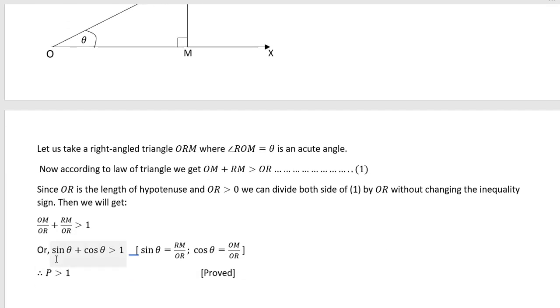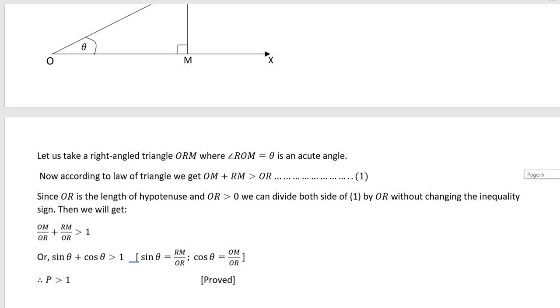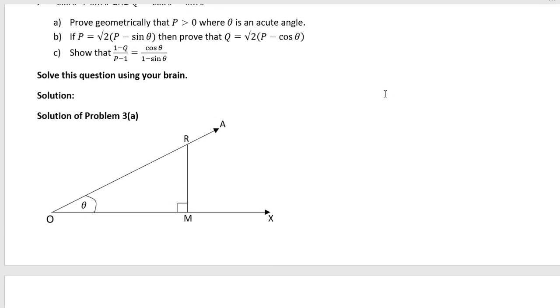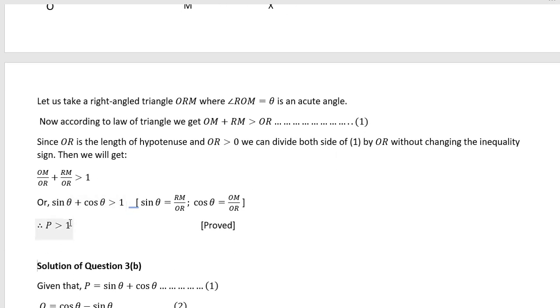Now you will get sin theta plus cos theta is greater than 1, because OM by OR is cos theta and RM by OR is sin theta. So if we put the value, we will get sin theta plus cos theta is greater than 1. Therefore P is greater than 1. What we had to prove is P is greater than 0. If P is greater than 1, then P is certainly greater than 0. I think you are clear about the proof.